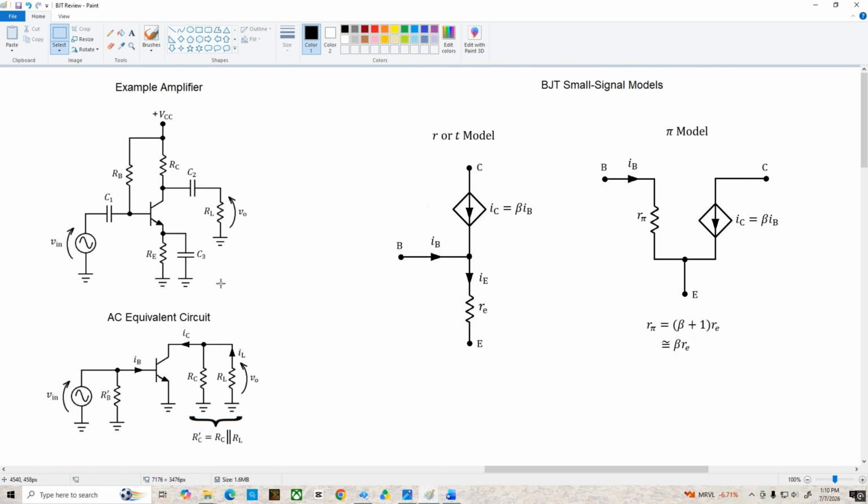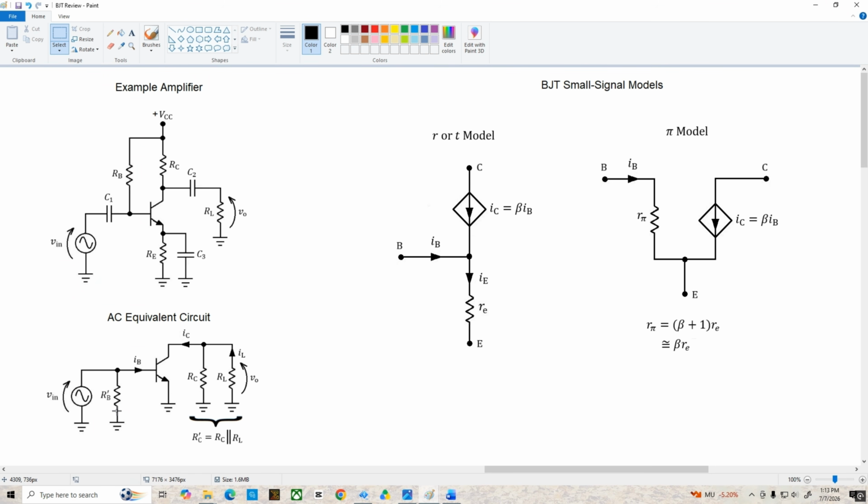Now, the AC equivalent circuit shown below is derived by assuming all capacitors are short circuits at the signal frequency we're operating at, and the VCC node here is a short to ground for signals as well. This gives us a resistor from the base to ground in parallel with Vin, and RC and RL effectively in parallel here loading the collector. I would typically lump these two together and call them R prime C, and likewise if I had more stuff in the base circuit I'd lump those together and call them R prime B.